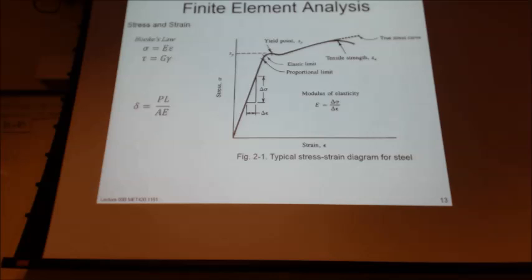So we apply that here with Hooke's law and our modulus of elasticity. And most of the time, we're trying to stay below the proportional limit so that our material doesn't go plastic and deform. So much of our analysis is trying to stay in the linear portion of our curve. E is, of course, the modulus of elasticity. G is the modulus of rigidity for shear.